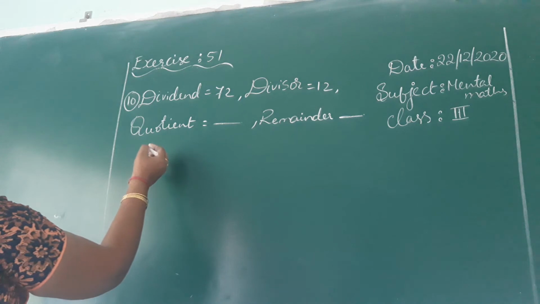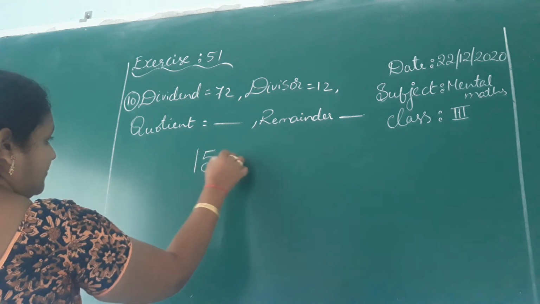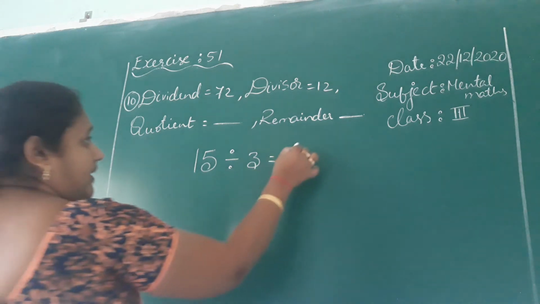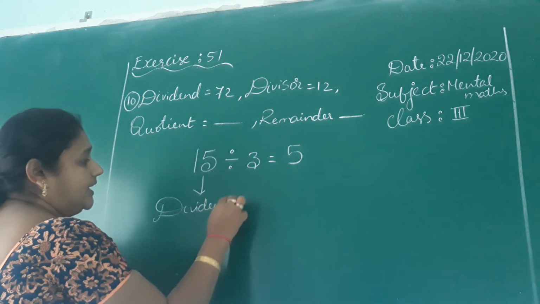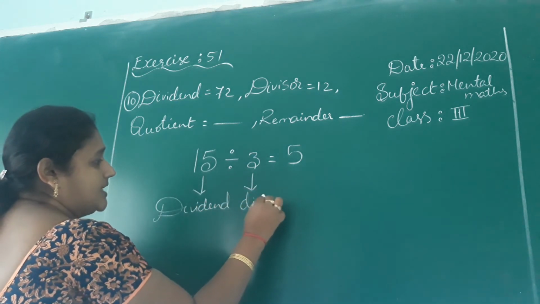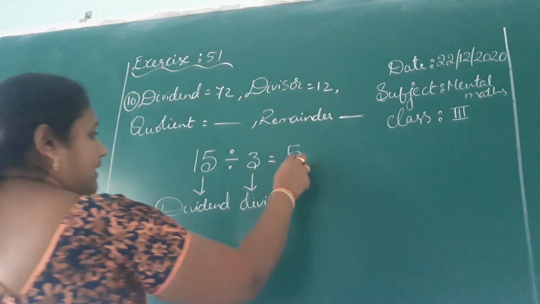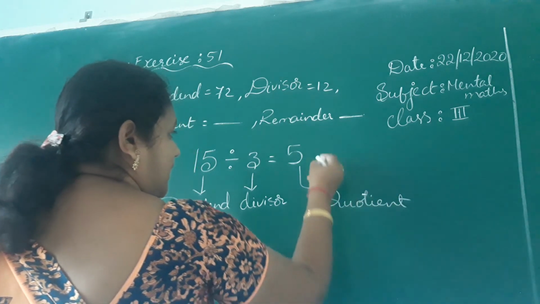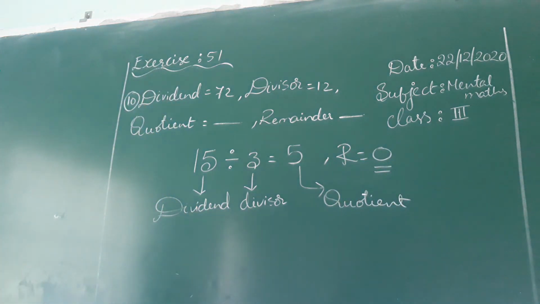So what is the rule we have? In a division, what are the terms? For example, 15 divided by 3 equal to 5. Here 15 is called the dividend. 3 is called the divisor. And the answer you get is called the quotient. And if you divide, you will get remainder 0. This 0 is called the remainder. These are the terms in division.